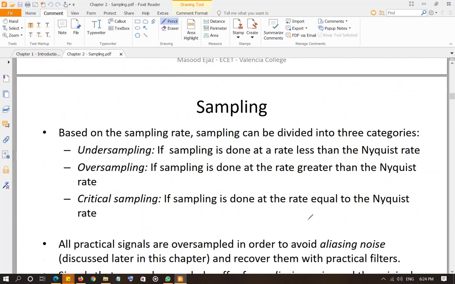So based on the rate at which the signal is sampled, you can have three sampling conditions. You can either undersample a signal, which is not recommended, if the sampling rate is less than the Nyquist rate. You can oversample the signal, which is mostly what we do in practical situations, that is, your sampling frequency is greater than the Nyquist rate. And you can critically sample a signal, that is, your sampling frequency is exactly the same as Nyquist rate. Under ideal or theoretical conditions, it's okay to have critical sampling. Under practical conditions, we do not want to sample the signal with critical sampling. Why? You will see it shortly.